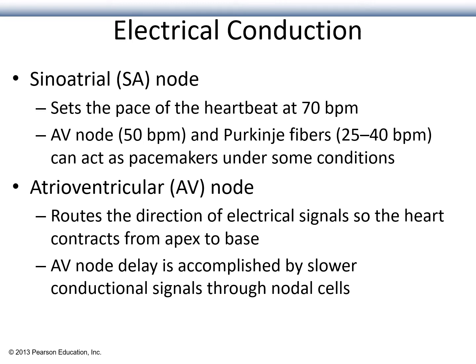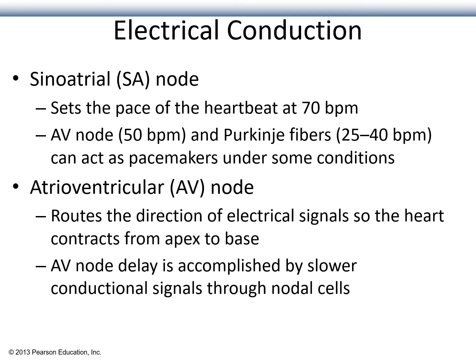You then have the atrioventricular node, or the AV node. This is going to actually be where the atria meets the ventricles. This has an actual pacemaker function to set the resting heart rate at about 50 beats per minute. And attached to the atrioventricular node are Purkinje fibers. These can actually act as pacemakers, setting the heart at 25 to 40 beats per minute under some conditions if the SA node is damaged.